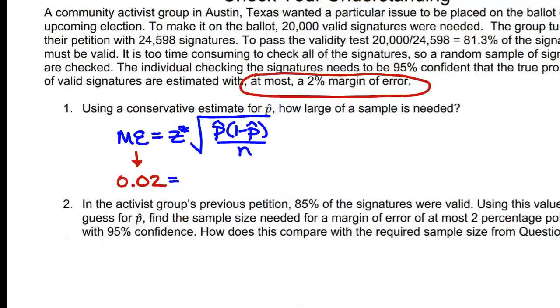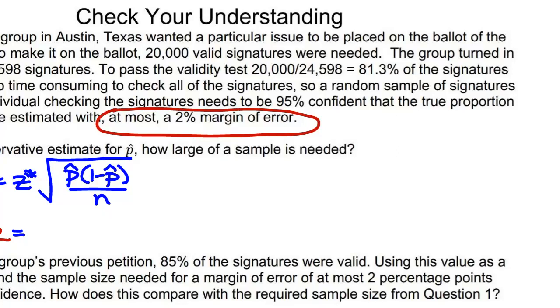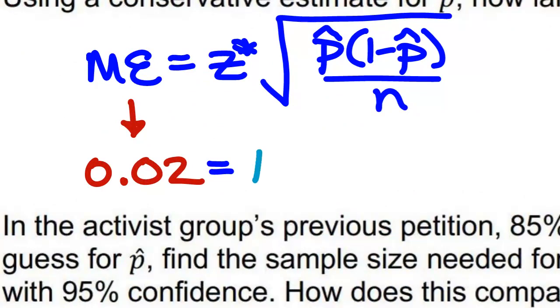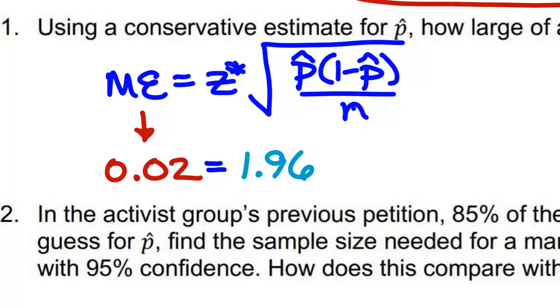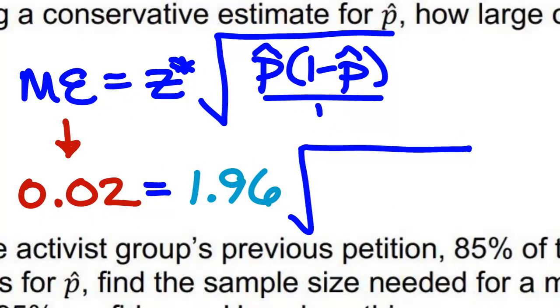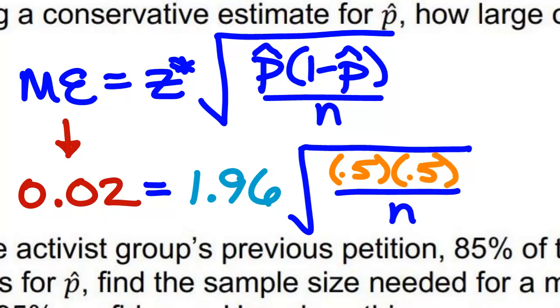is equal to, what kind of confidence level did we want? 95% confident. So that means our Z star is what? 1.96. So 1.96, and then square root. What are we putting in for p hat? 0.5. We're using our conservative estimate. So I've got 0.5, and then 1 minus p would also be 0.5 over n.